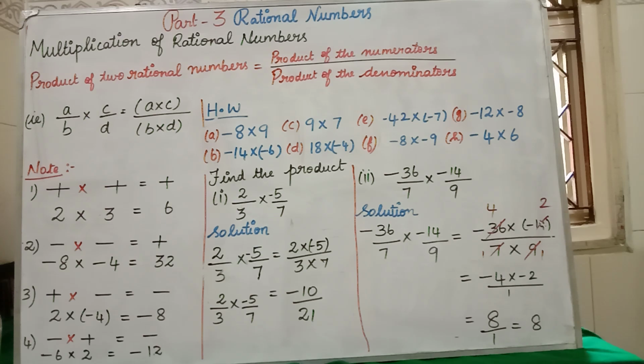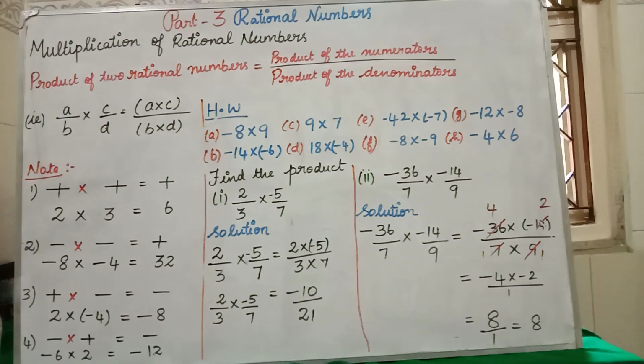Now we are going to see multiplication of rational numbers. In multiplication of rational numbers, the product of two rational numbers is equal to the product of the numerators divided by the product of the denominators. Product, mathematically, means multiplication. The word product means multiplication. That is, if A by B, C by D, what do you have to do?